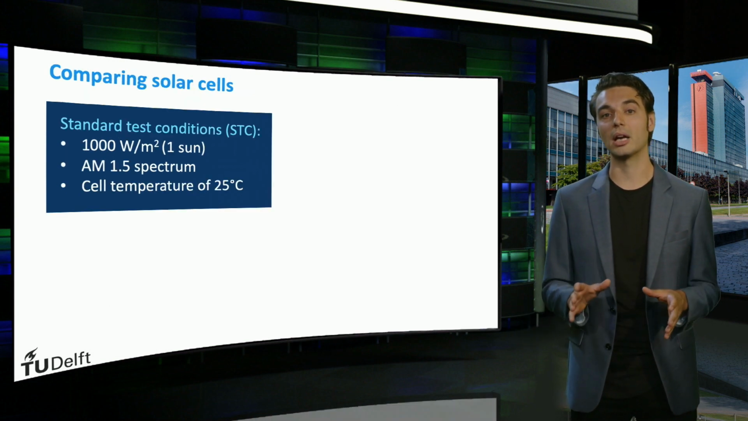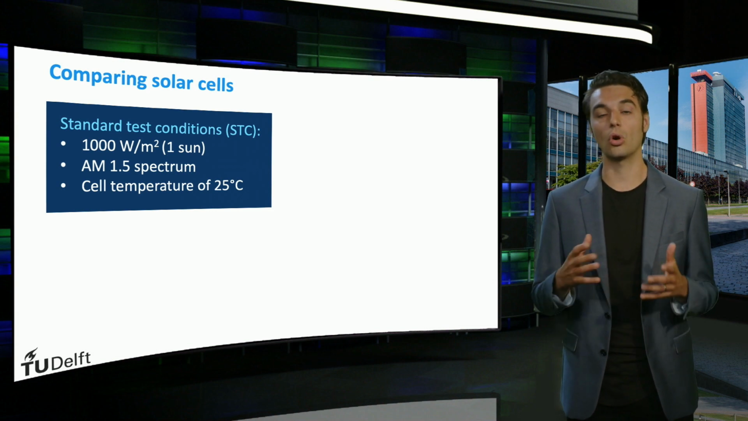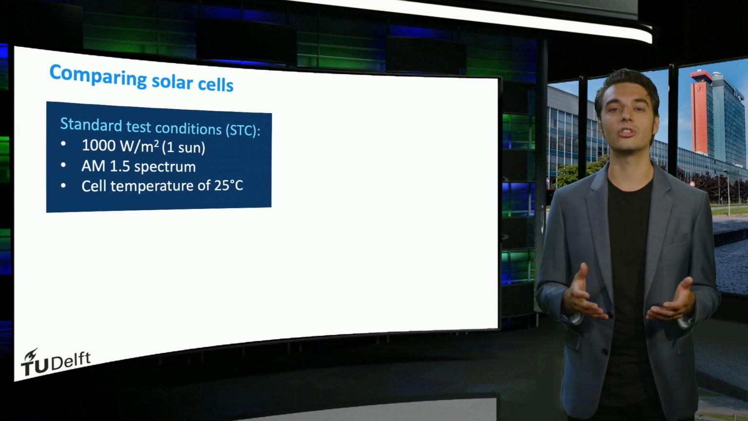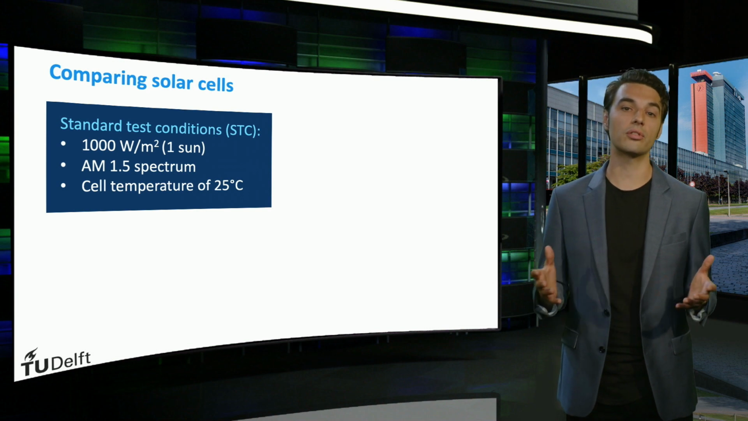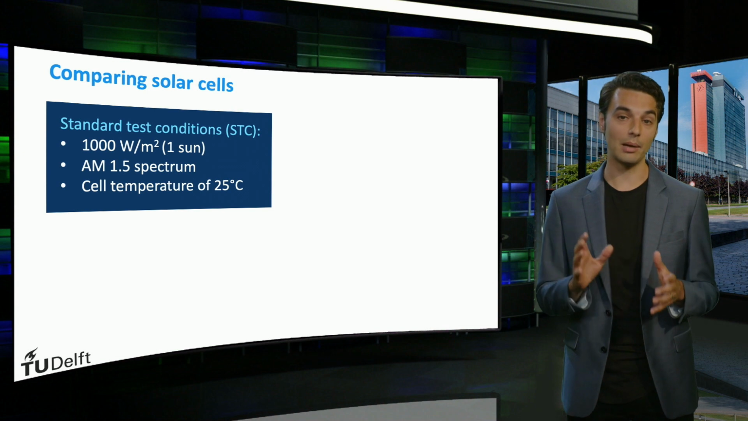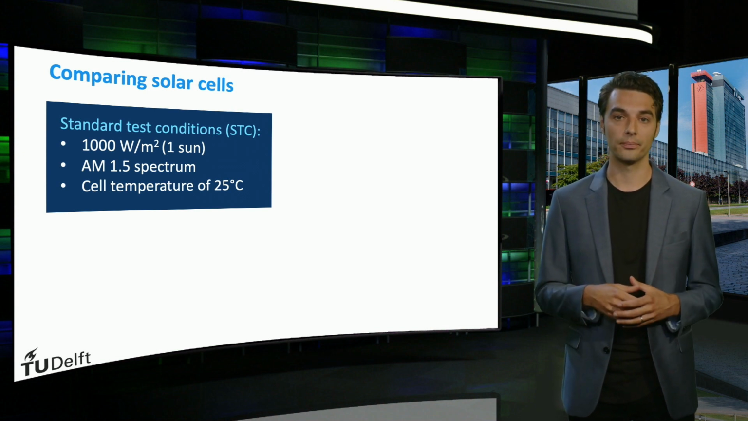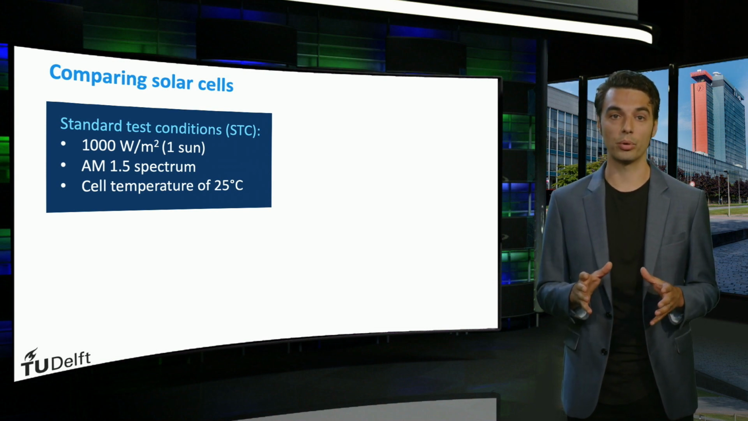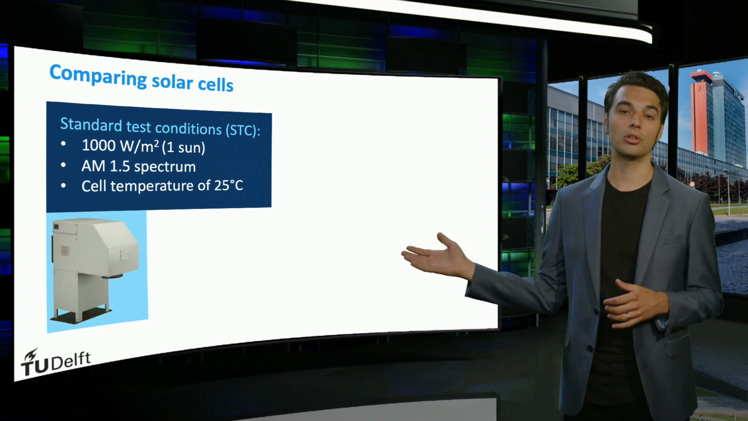In order to compare the performance of different types of solar cells in different locations, the solar cell temperature and irradiance have to be controlled. To that end, the standard test conditions are defined. These conditions are characterized by a total irradiance of 1000 watts per square meter, the AM1.5 spectrum, and a cell temperature of 25 degrees. To measure a solar cell on a controlled AM1.5 spectrum, solar simulators are used, like the one shown in this picture.